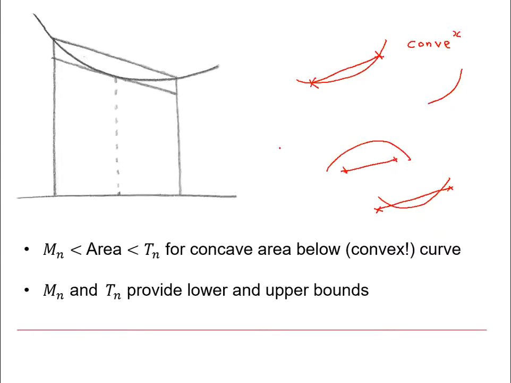So in the case of a concave area, we've just seen that we have those inequalities, and this does provide a handy interval in which we know the area is going to lie. So even if we haven't got very good estimates, as soon as we've got the midpoint estimate and the trapezium estimate, we can say that the area must lie between those two limits.